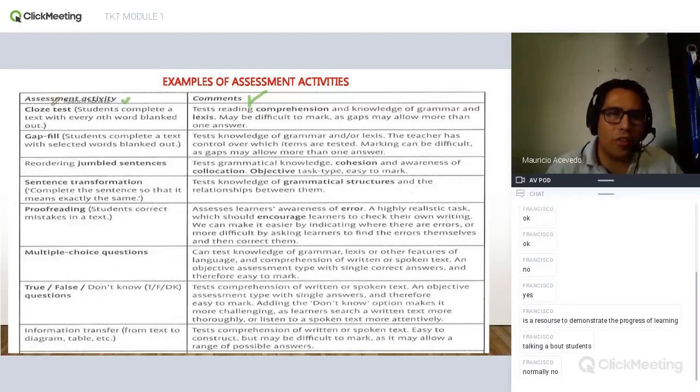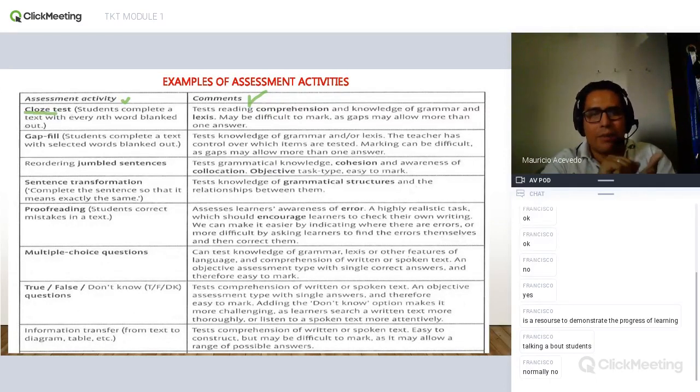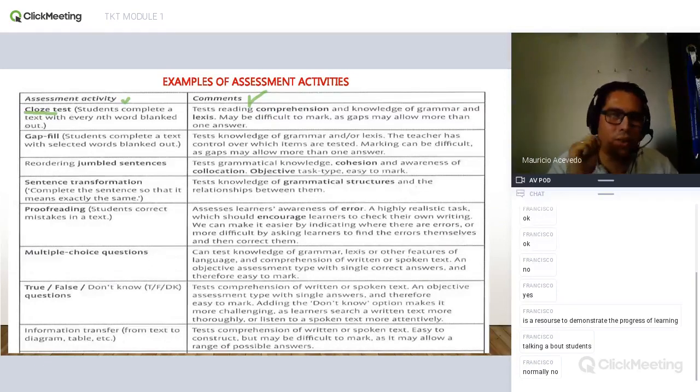Okay, so the first, for example, we have closed test with a Z. Students complete a text with every ninth word blanked out. So basically you have some spaces in a text and you need to complete it with the correct word, and that's a closed test. Okay, what are the comments?